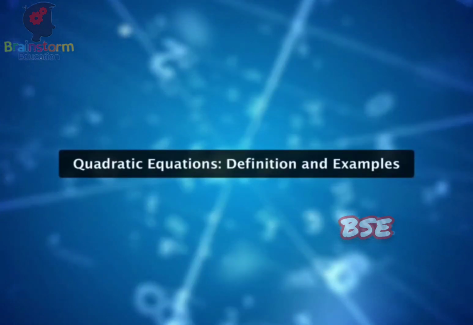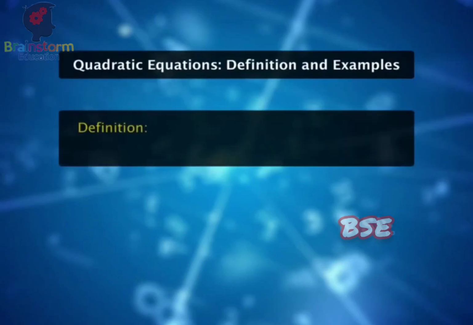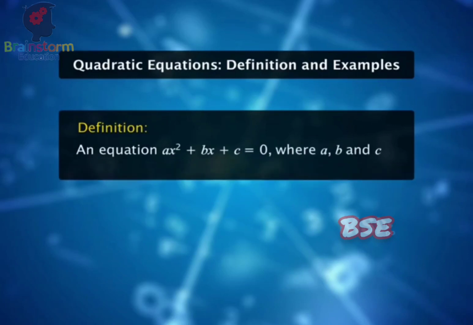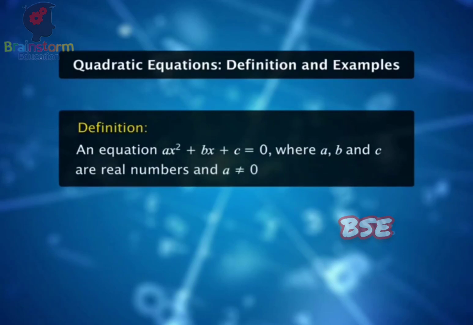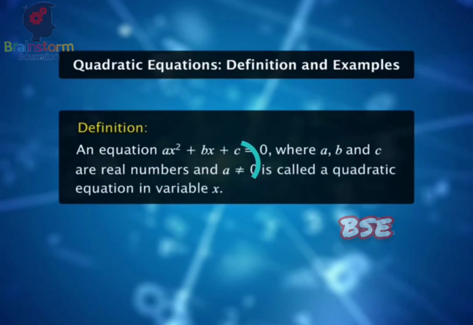Let's now understand the mathematical definition of a quadratic equation along with various examples. The equation given by ax squared plus bx plus c equal to 0, where a, b, and c are real numbers and a is not equal to 0, is called a quadratic equation in variable x.